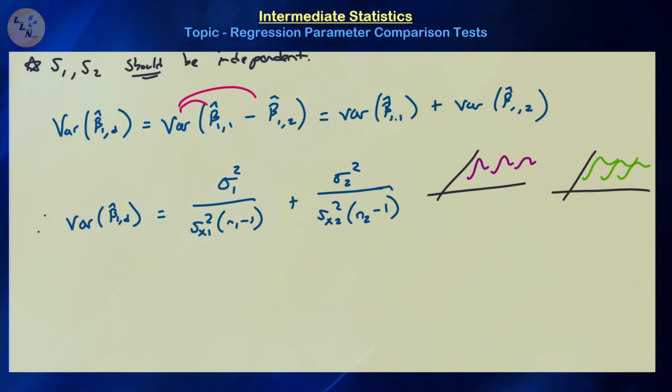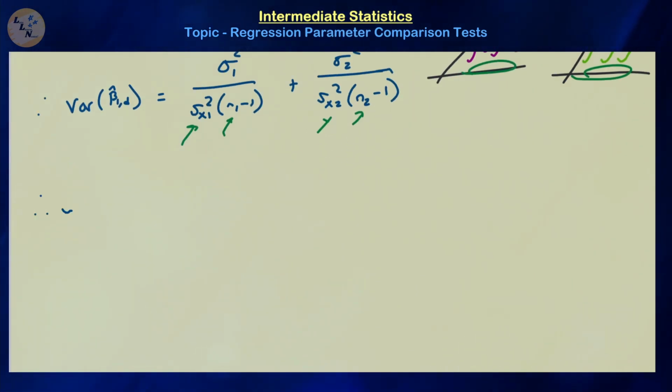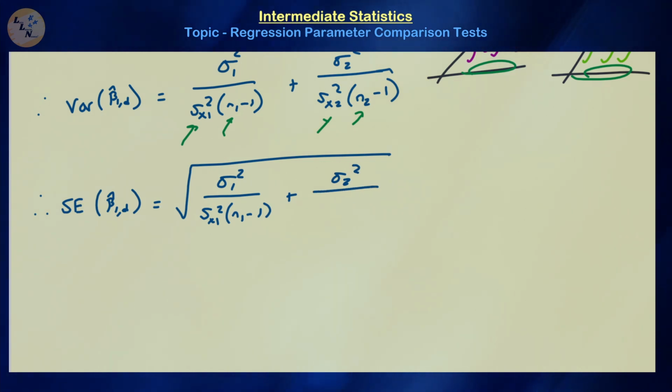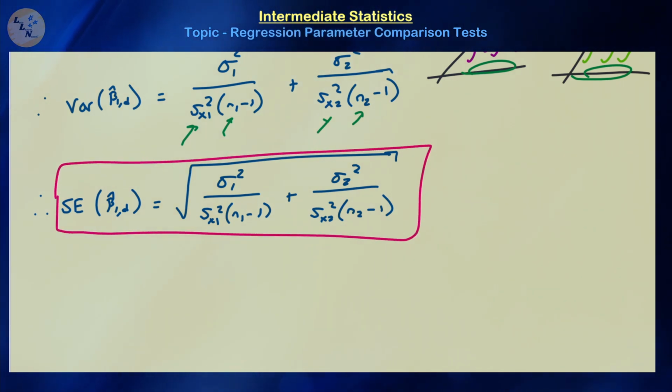So that's the numerators of each of these terms. The bottoms are, of course, the variance of the sample covariate terms, and those are the sample sizes minus 1, or the univariate degrees of freedom. So if that is my variance, what is my standard error? My standard error for beta hat 1d, or the difference in slopes, is just going to be equal to the square root of sigma 1 squared all over s_x1 squared times n1 minus 1, plus sigma 2 squared all over s_x2 squared times n2 minus 1. And that's the standard error formula for the difference in slopes.